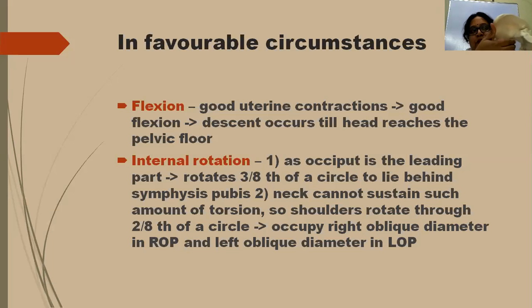Anterior shoulders which are posterior will rotate from this position to lateral to transverse, and then to this oblique diameter. So they are rotating through 2/8 of a circle, anterior shoulders. So how much of torsion is the neck still left with? 1/8 of a circle, and even the anterior shoulders are left with 1/8 of a circle. So the anterior shoulders will now be occupying the oblique diameter of the inlet.